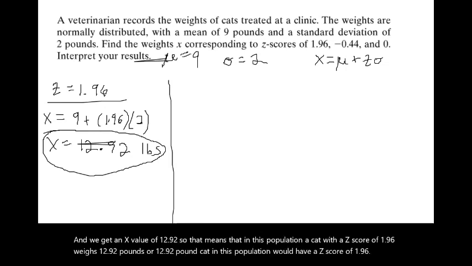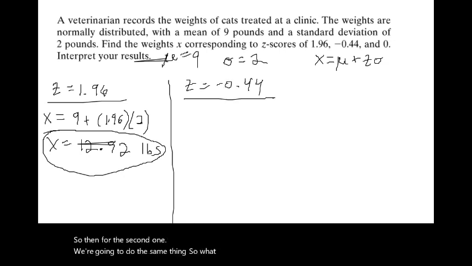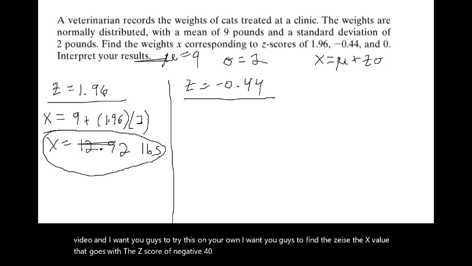So then for the second one, we're going to do the same thing. So what I want you guys to do is pause the video and try this on your own. I want you to find the X value that goes with the Z-score of negative 0.44 and interpret it back in the context of the problem.